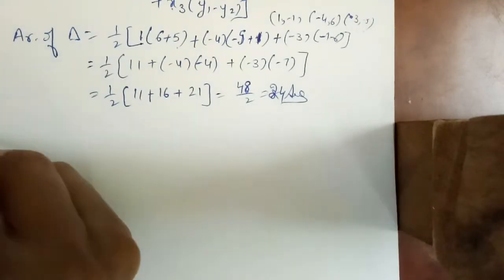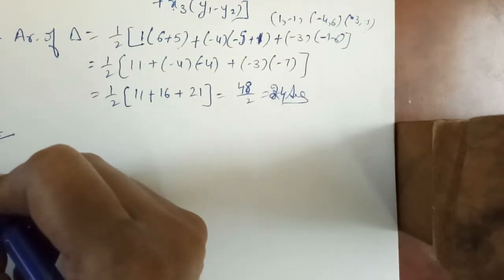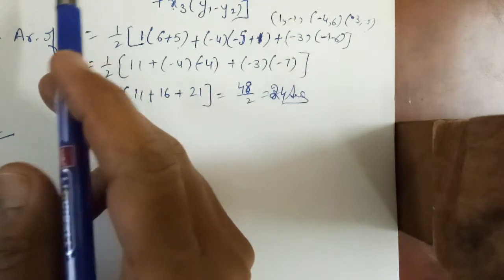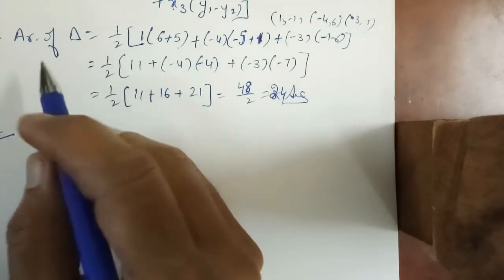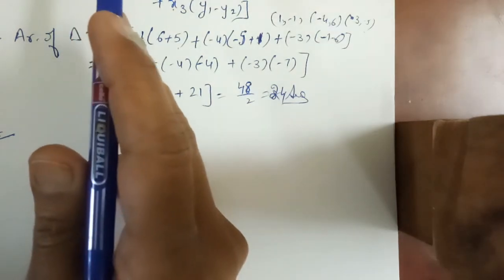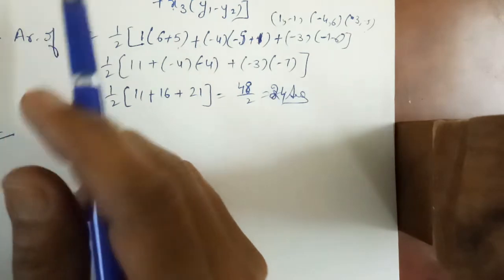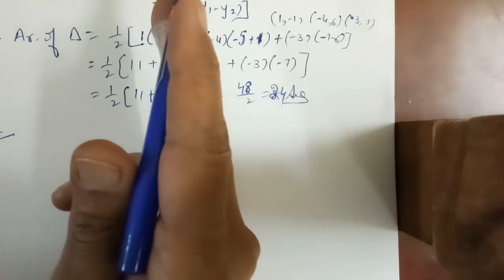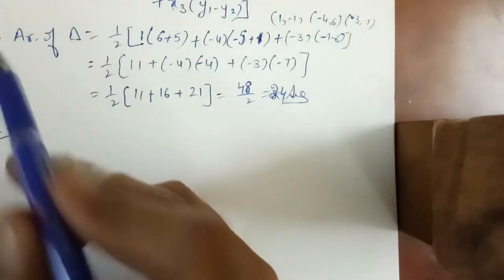Now example number 12 is: find the area of the triangle formed by the points this, this and this. According to it, same as the previous example, so we can solve it. Example number 13 is: find the area of the triangle formed by points this, this and this. Same. And the next example is: find the value of k if points this, this and this are collinear.